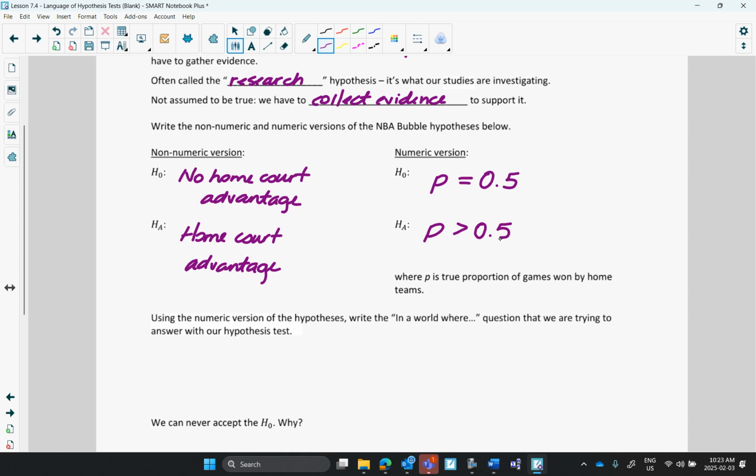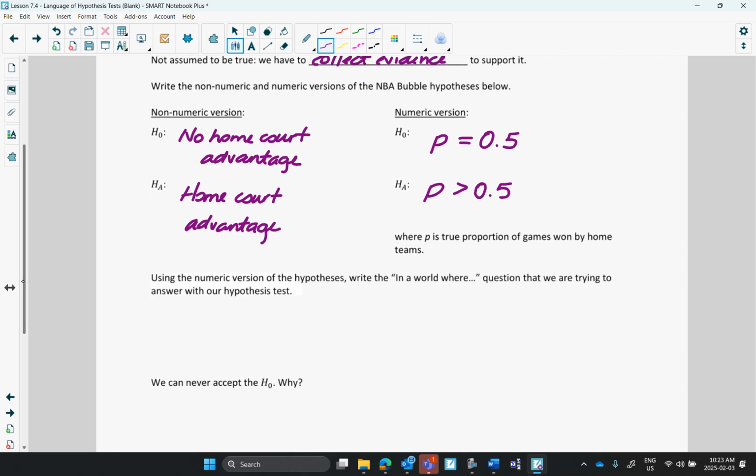And then we always add what p is: the true proportion of games won by the home teams. Ellie? Is it always going to be 50% for the proportion? Oh, that's just for this one. Often it could be 50 because often somebody says the majority of people support this. Well, the null hypothesis would be 50%. The majority would be greater than 50%. It's not to figure out what. You would be given it. Yeah. Okay.